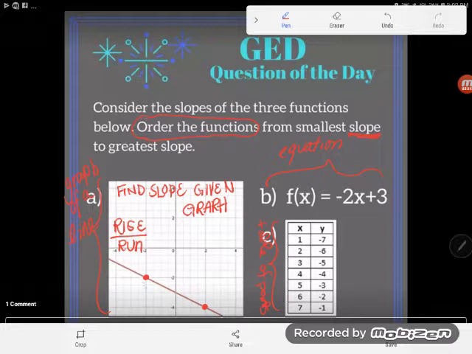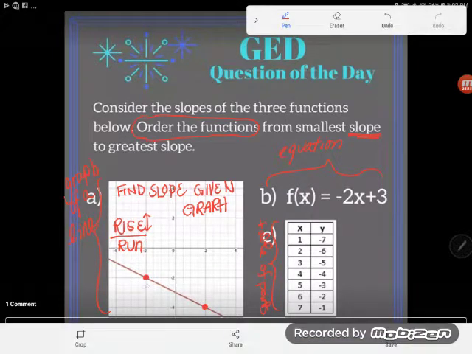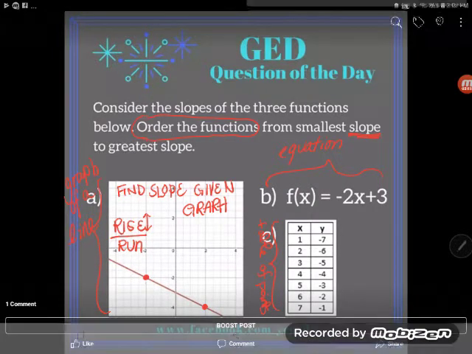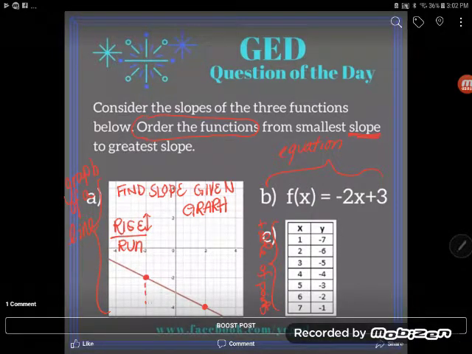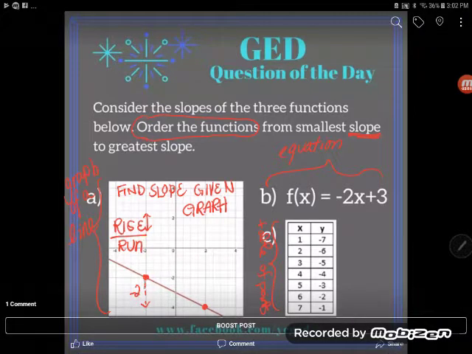So if I count my rise over my run, my rise is my vertical movement, how quickly I'm going up or down. Starting at my leftmost point, you can actually see that on this graph I'm going down. How much did I go down by? Well, I started at -2. I went down to -4. I just went down by 2. -1, -2. So my rise is -2.